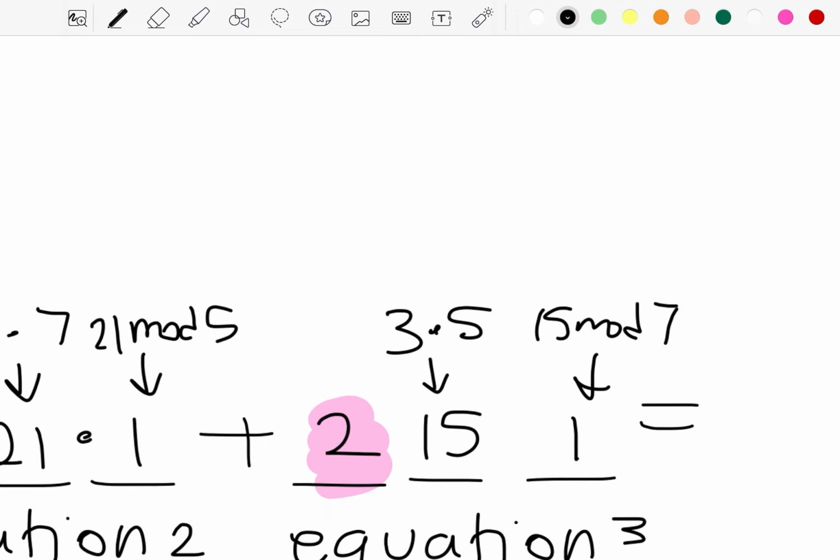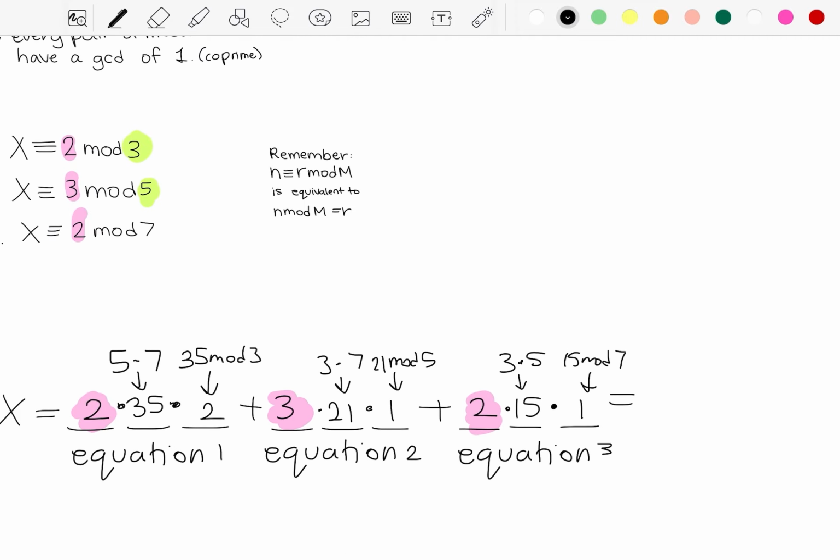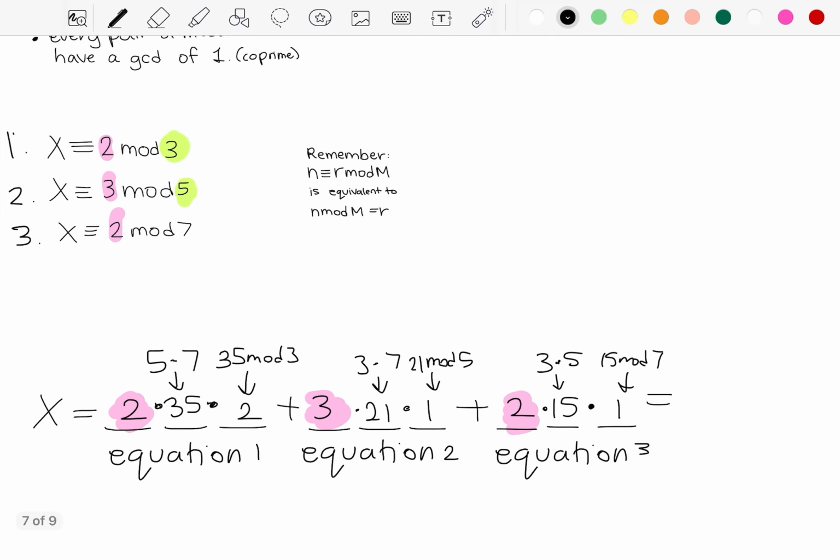And these are all multiplying by each other. Now this just becomes a simple math equation. I've already solved this and plugged it into my calculator, and that's 233. So that is your final answer.